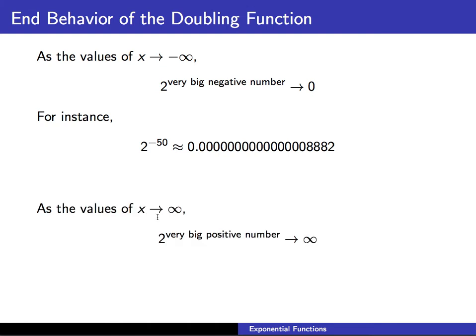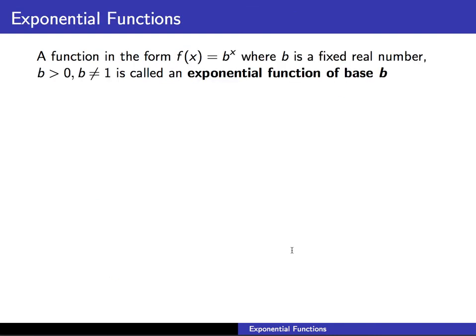And as we go to the right, something like 2 to a very big positive number approaches infinity. So for instance, we have 2 to the 50th power is this very large number here. 2 to the 51st power is double this amount. So the further to the right we go, the more our output values increase. So as we go to the right, our outputs are approaching infinity.